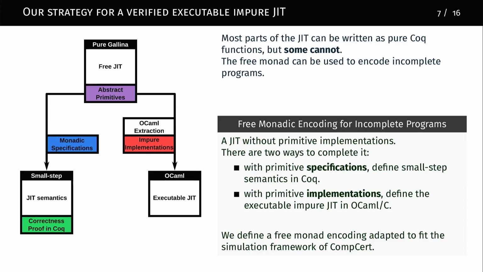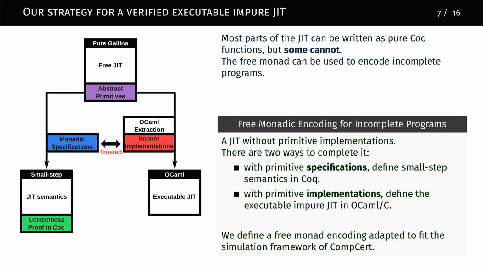On the left, we can give some monadic specifications to the primitives that the JIT is using, and this will help us define the JIT semantics that you could see in the theorem, and so we can reason about that. On the right, however, we can extract this free monadic computation to an equivalent OCaml program and complete it with impure implementations of the primitives in OCaml or in C, for instance, and this gives us an executable JIT. And if you trust that the specifications of the primitives correspond to their implementations, then your correctness proof should also hold for the executable JIT.